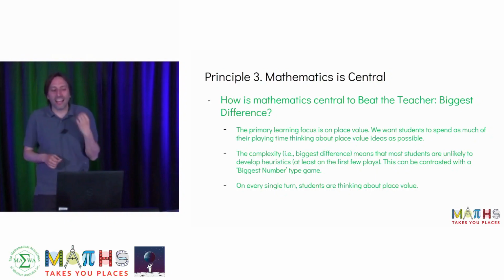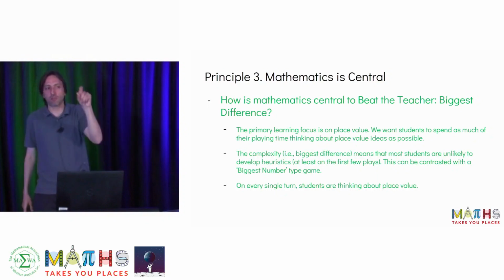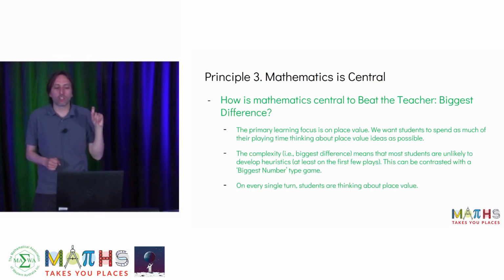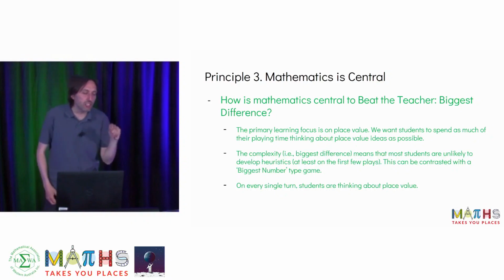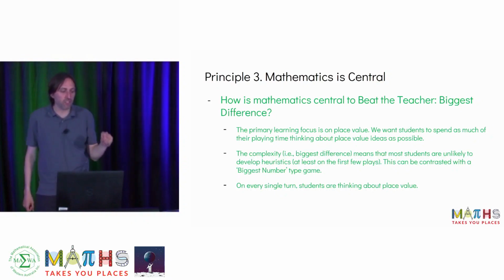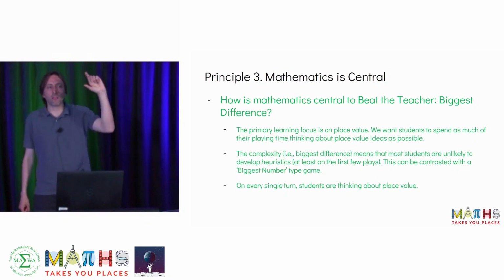Very importantly, on every single turn, students are thinking about place value. So you come back to that first idea, the primary learning objective is place value. We want students to spend as much of their playing time thinking about this idea as possible. On every single turn, they're faced with a decision. They have to think, what value do I want to assign to this digit? Is it going to be 4 tens? Is it going to be 4 hundreds? 4 ones? Is it going to be in the top number or the bottom number? And why? What's my rationale? They're having to have that thought constantly, right?